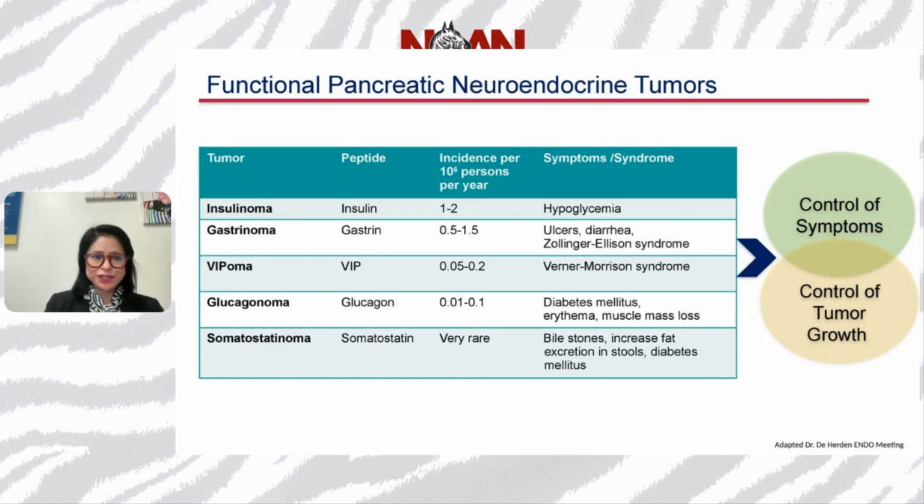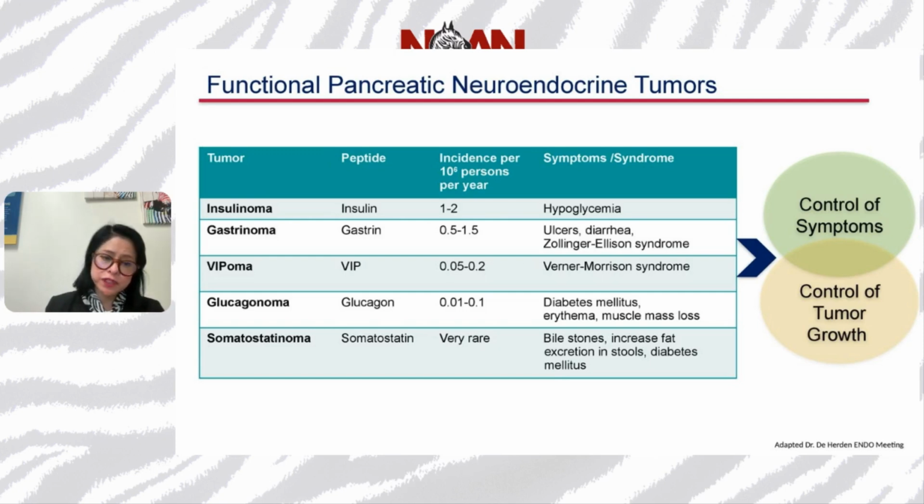Because gastrin stimulates the acid in the stomach, a lot of gastrin may cause a lot more acid in the stomach, and that can cause ulcers. It can also cause diarrhea. There's a name for that: Zollinger-Ellison syndrome. VIPoma is caused by an excess of vasoactive intestinal peptide, which is important to regulate the electrolytes and water within the body. So when there is an excess of this hormone, you can lose a lot of electrolytes, and the diarrhea is quite profound. We'll discuss a little bit about that.